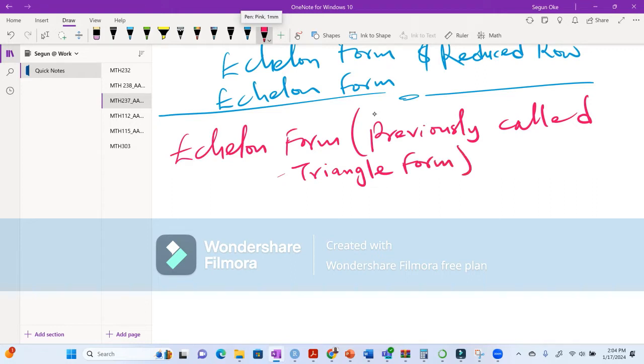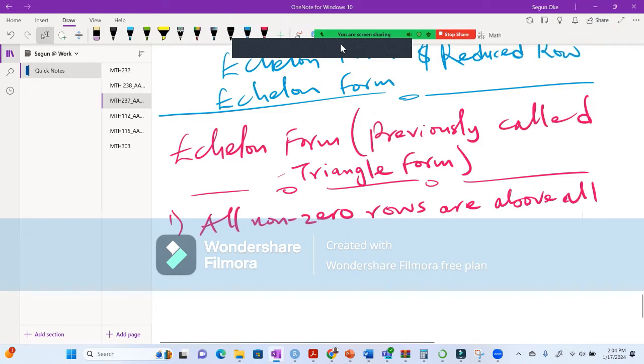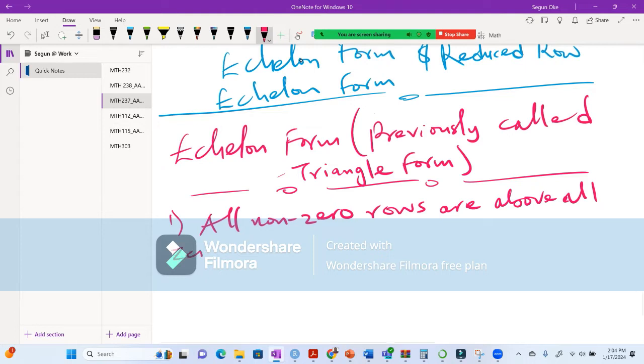Previously called triangle form. What are the things we need to take note of when you are working in this particular area? Number one thing you need to know is all non-zero rows are above all zero rows.